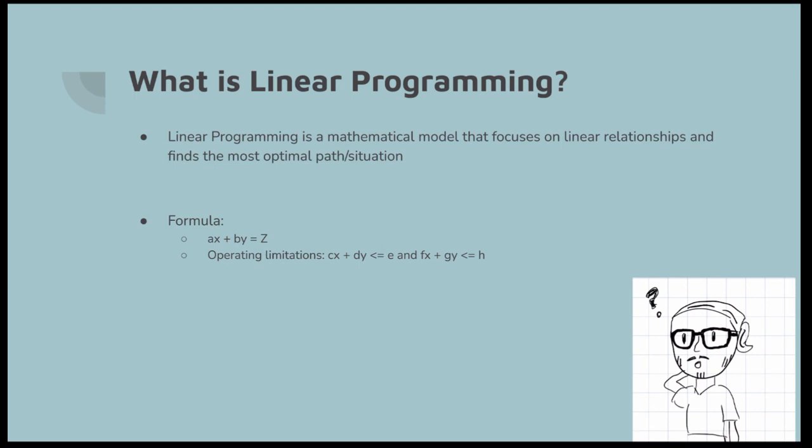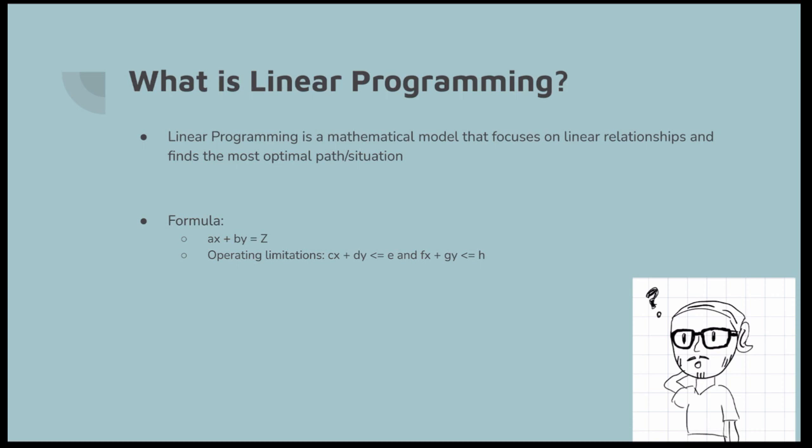So we'll start with what is linear programming. Well, linear programming is a mathematical model that focuses on linear relationships and finds the most optimal path or solution. In other words, it's a set of techniques and computational tools used to solve systems of linear equations and inequalities while maximizing or minimizing some linear function. We can use these techniques to solve complex planning problems in which the relationships are represented by linear relationships. It's sometimes referred to as mathematical optimization.